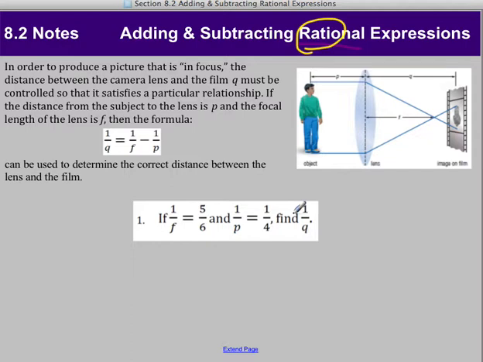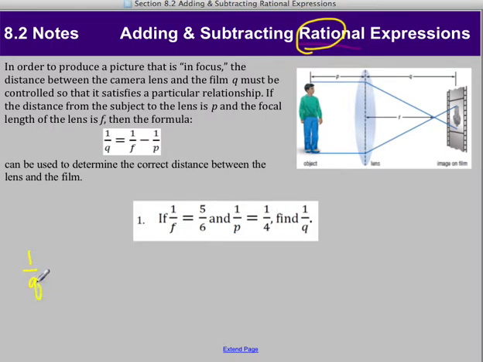In order to produce a picture that is in focus, the distance between the camera lens and the film, Q, must be controlled so that it satisfies a particular relationship. If the distance from the subject to the lens is p and the focal length of the lens is f, then the following formula, which they give us there, can be used to determine the correct distance between the lens and the film. So we're going to go ahead and solve for 1 over q, as if 1 over f is equal to 5 over 6 and 1 over p is equal to 1 over 4. So we're finding 1 over q.